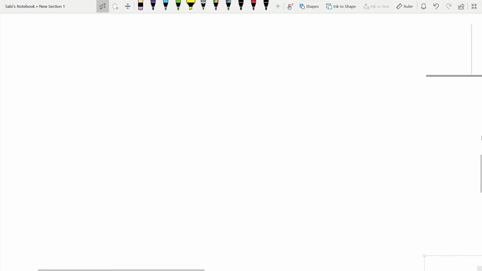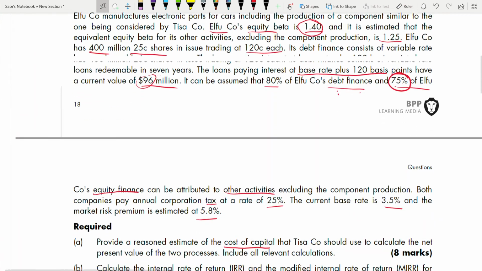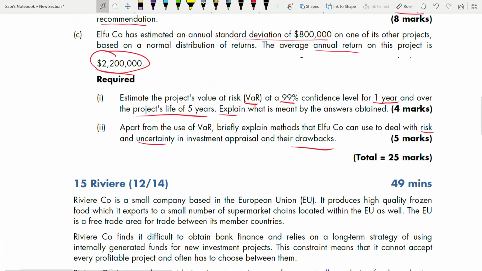The problem is this. So just look at the last requirement. They are saying, apart from the use of VAR, briefly explain the method that Alpha can use to deal with risk and uncertainty in investment appraisal and their drawbacks. 5 marks. So risk and uncertainty.